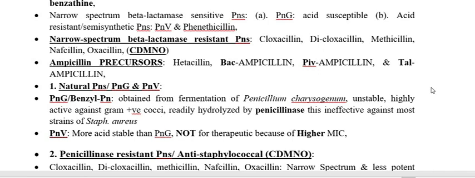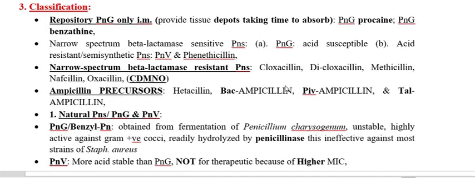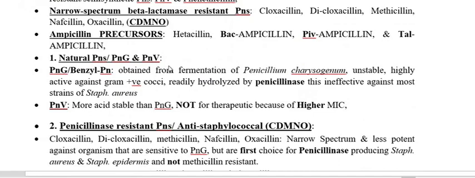Before going through that, we are going to discuss the first group that I have mentioned. The first one is the natural penicillin. That means penicillin G and penicillin V are natural penicillins. Of these two, today we are still using penicillin G.